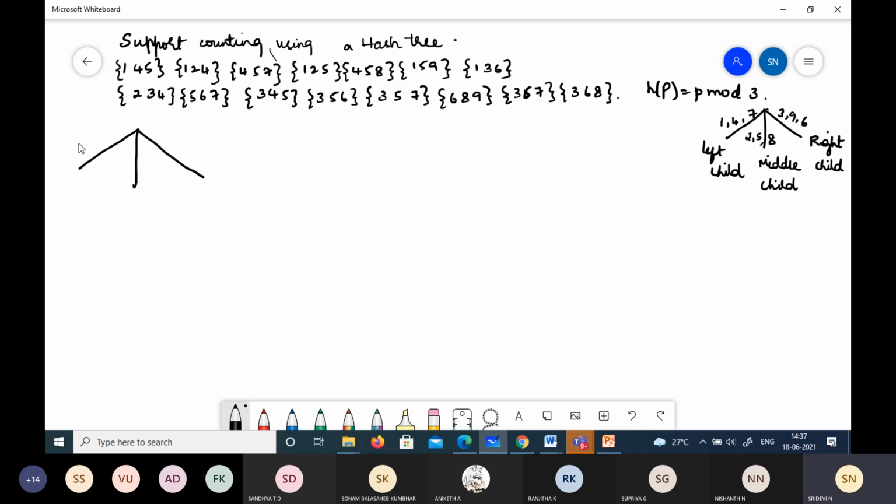this is the root level. So hashing 2, 5, 8, and this is 3, 6, 9. Which are the items which will come under this? 145, the initial number we are taking. 124, first digit we are considering. 457, 125, 458, 159 and 136 will fall under the left child. Middle: numbers starting with 2, 5 and 8. Can you tell me now which are the numbers which fall under this middle child?